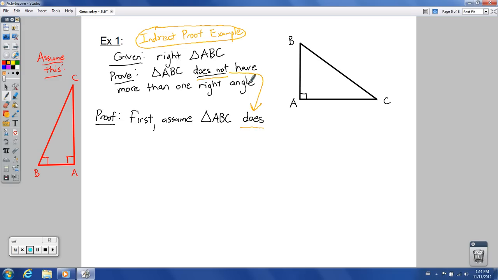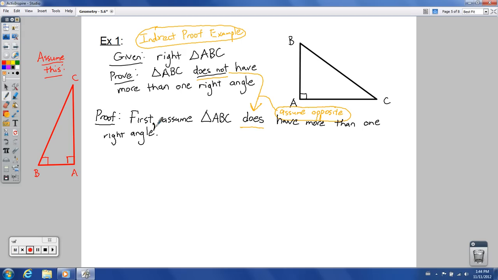And notice we're assuming the opposite. So assume the opposite. Please put this in a different color so that it stands out and doesn't get mixed up with your actual proof itself. So we're assuming the opposite is true right here, that it does have more than one right angle. So assume this does have more than one right angle. So that's our assumption in this red picture over here.